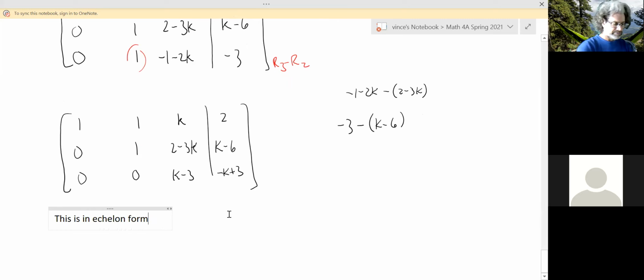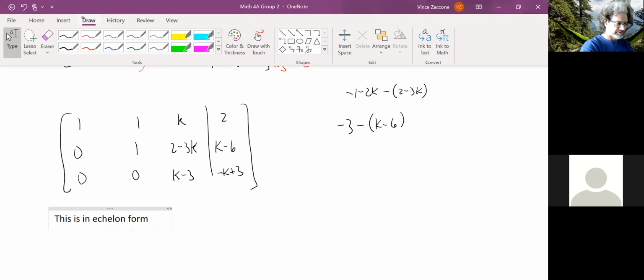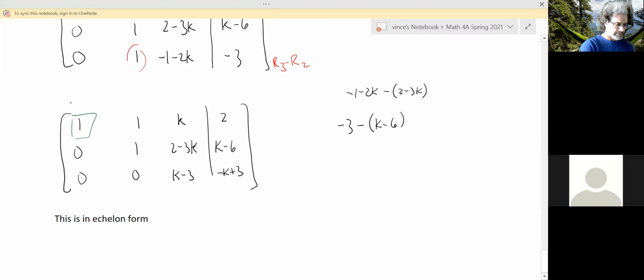Because I've got this pivot position here, here, and there. All right. So what we want to do with this is now figure out what does it take to make this system consistent so that it has solutions? What does it take to make it a unique solution? What does it take to get a free variable? That type of thing.